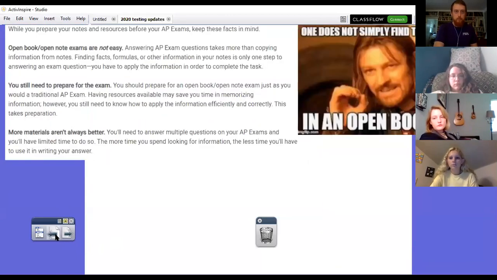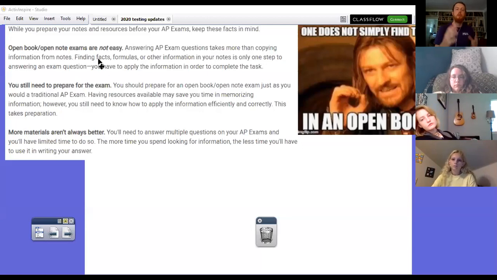Okay, that's coming later. So here are some tips from the College Board for open note, open book tests. We already said that it doesn't necessarily mean that it's going to be the easiest test you've ever taken. You're not just going to be writing down formulas. The formulas are going to be there for you, so you've got to be able to synthesize everything.